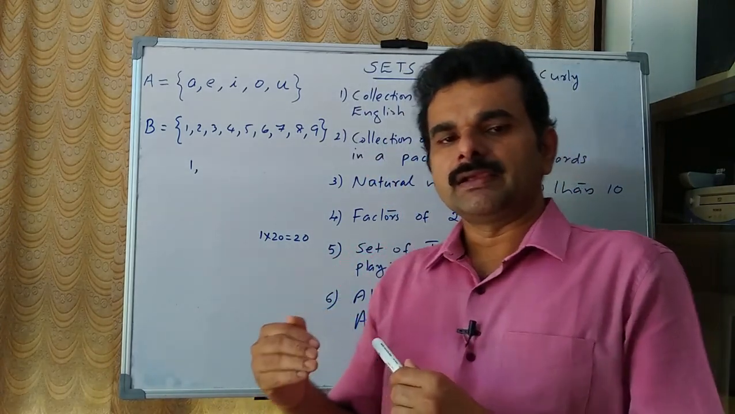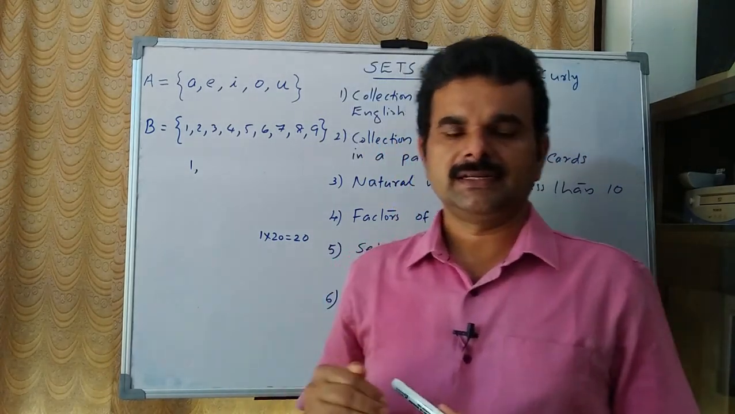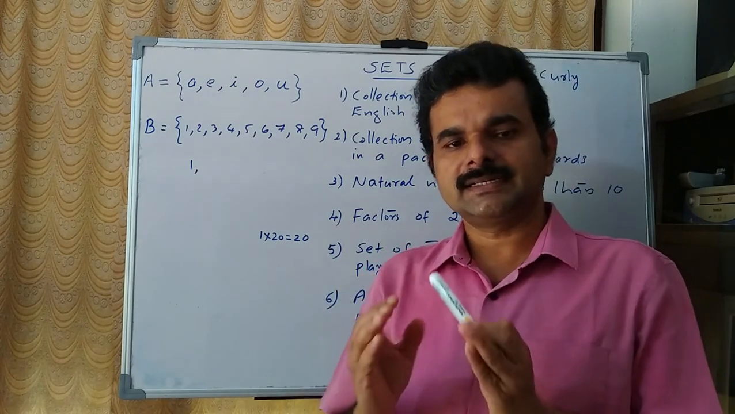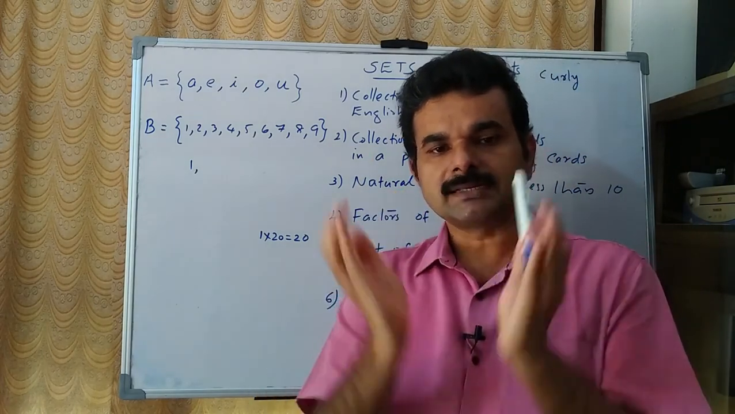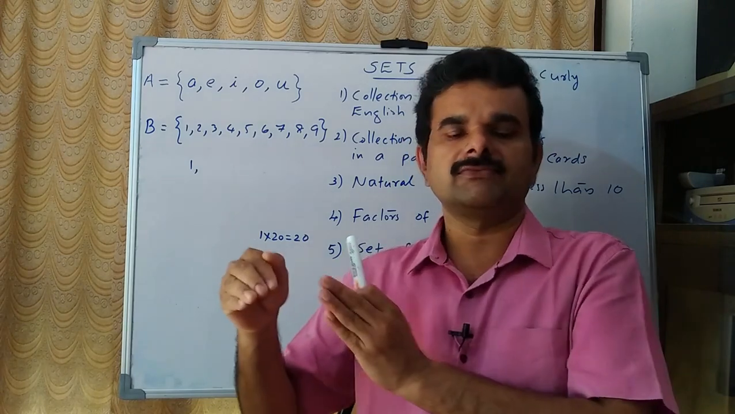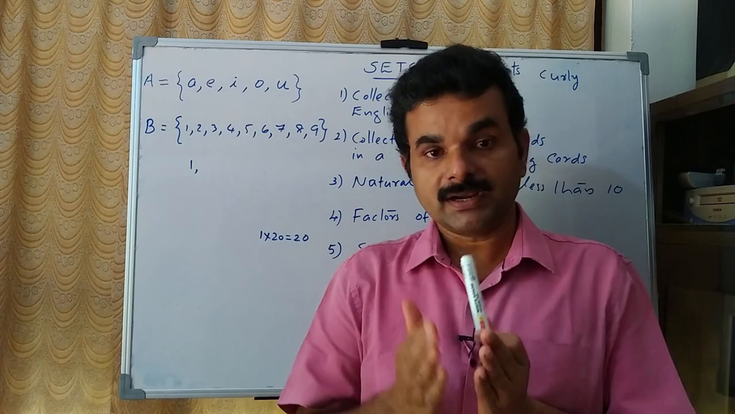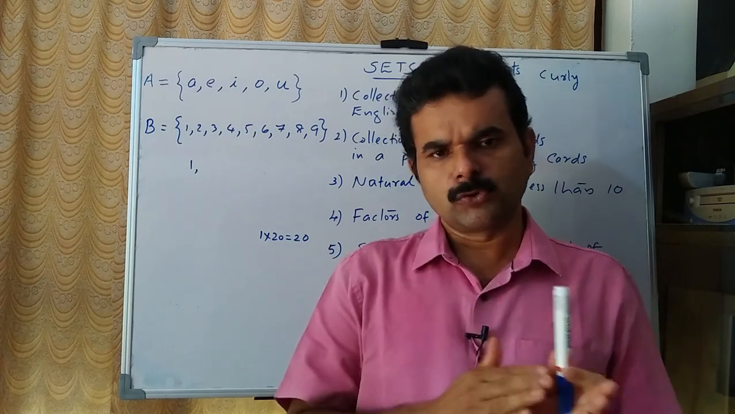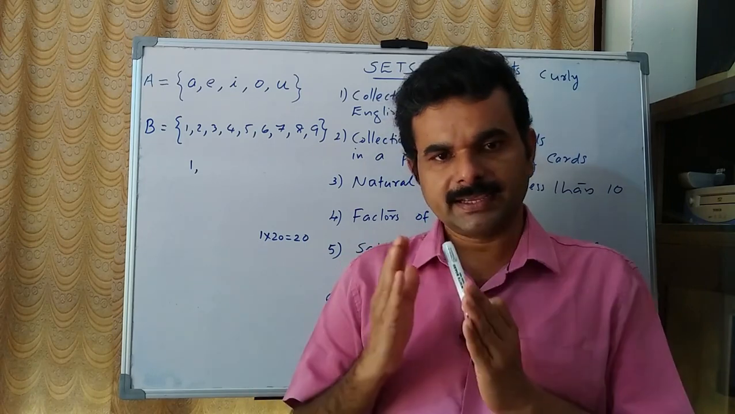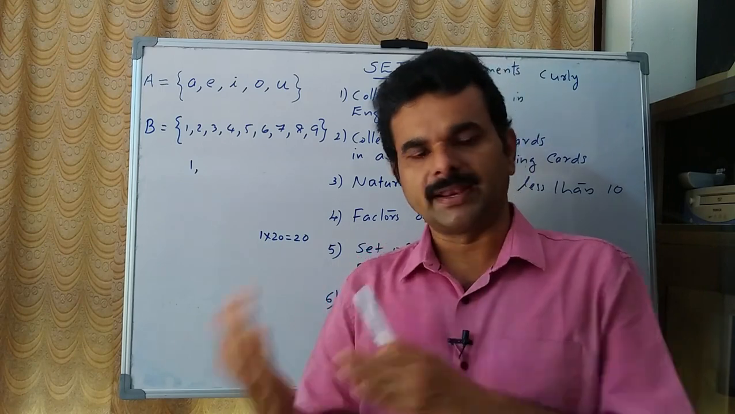The answer will be what? An integer. What is an integer? Integer is a complete number. No decimal part will be there, isn't it? 1.5 is not an integer. 1 is an integer. 2 is an integer. 2.2 is not an integer. 3 is an integer. 3.5 is not an integer.